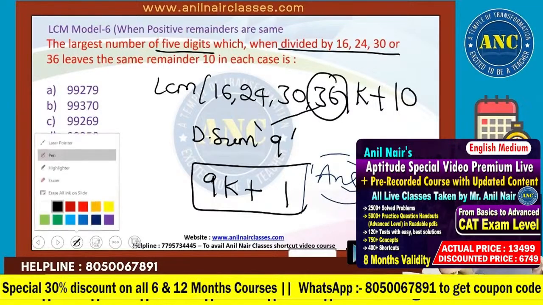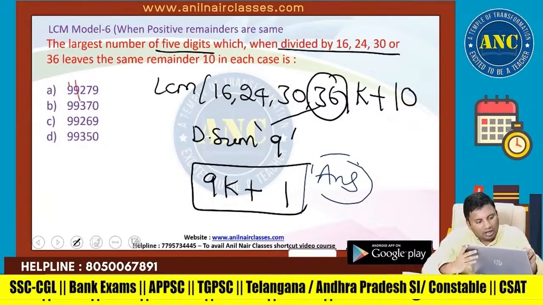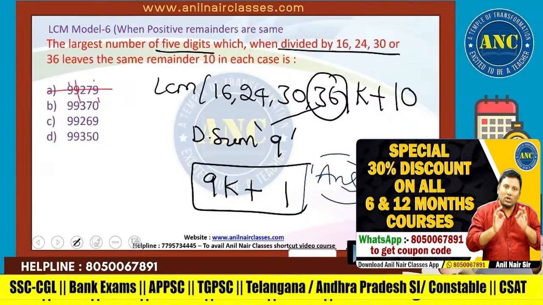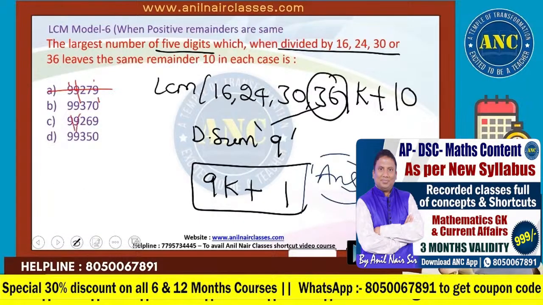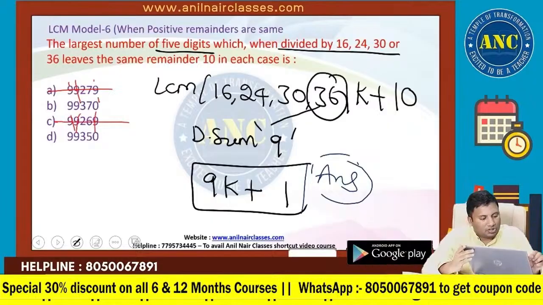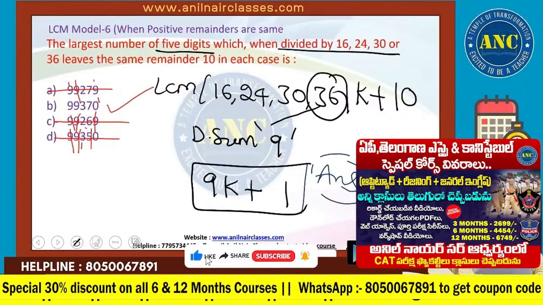Check by using answer options. 9, 9, 9. 2 plus 7, 9. Out. 9, 9, 9, 8. Not possible. Only possibility is 99370.